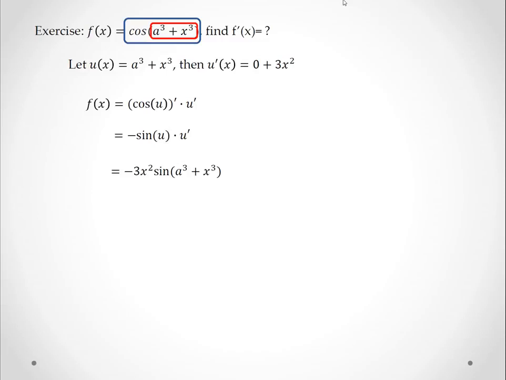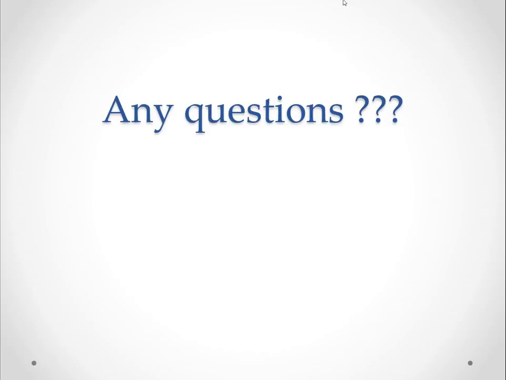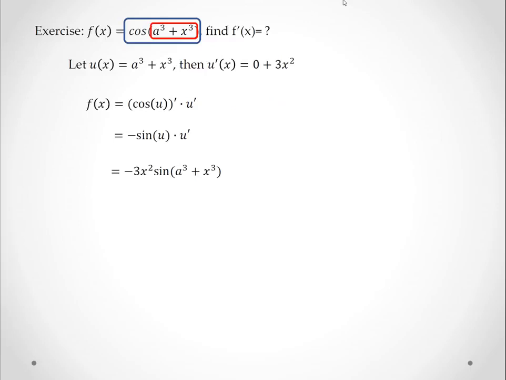After we discuss this rule, we can do an exercise to practice. This exercise will take 2 minutes to finish. Okay, let's look at this exercise. f(x) is equal to cosine of (a to the third power plus x to the third power). We want to find out what f prime of x is. We can first assume u of x is equal to a to the third power plus x to the third power. So what's the derivative of u of x? The derivative of u of x is equal to 0 plus 3 times x squared.